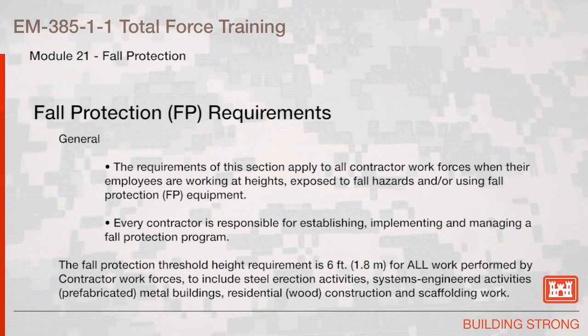Fall Protection Requirements. General. The requirements of this section apply to all contractor workforces when their employees are working at heights, exposed to fall hazards, and/or using fall protection equipment. Every contractor is responsible for establishing, implementing, and managing a fall protection program. The fall protection threshold height requirement is 6 feet or 1.8 meters for all work performed by contractor workforces, to include steel erection activities, systems engineered activities, i.e. prefabricated metal buildings, residential wood construction, and scaffolding work.